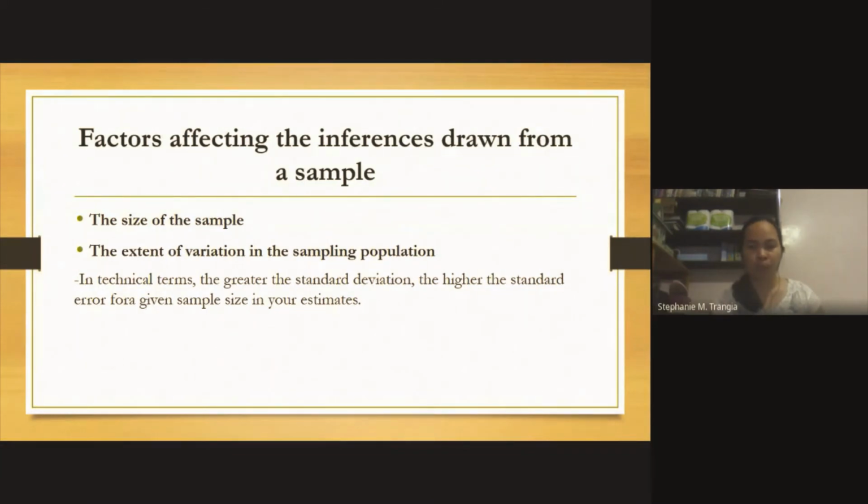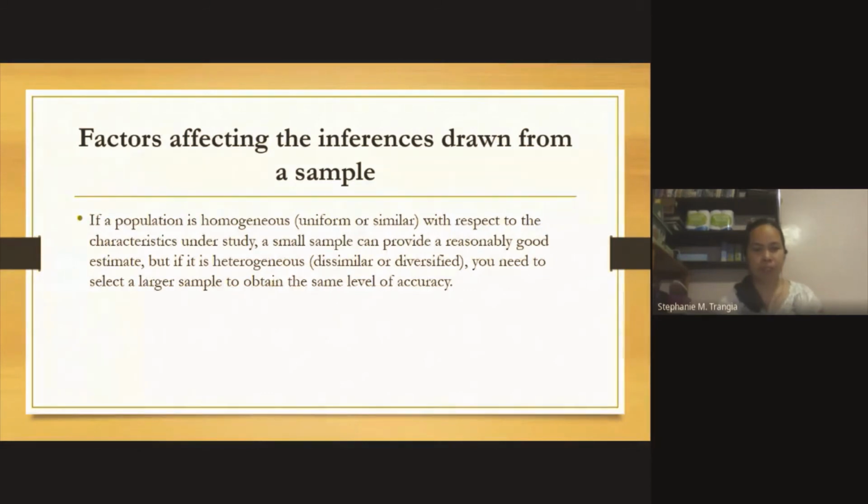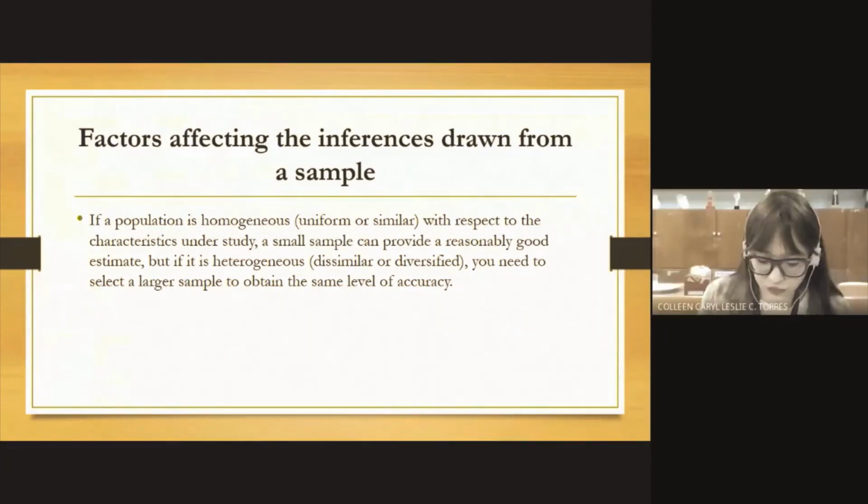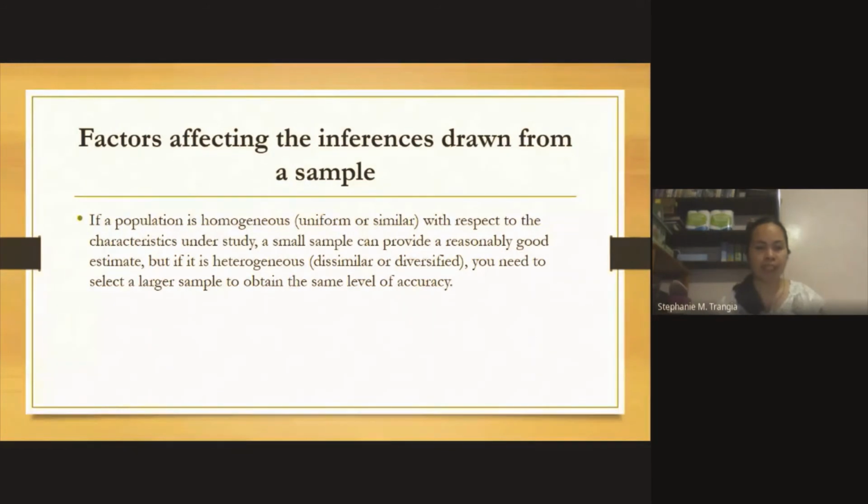If your sample size is small, the cost and the time are also factors that affect your inference. If a population is homogeneous, meaning uniform or similar with respect to the characteristic under study, a small sample can provide a reasonably good estimate. But if it is heterogeneous, it's a problem. Most of our target populations are heterogeneous, meaning dissimilar or diversified, so you need to select a larger sample to obtain the same level of accuracy.